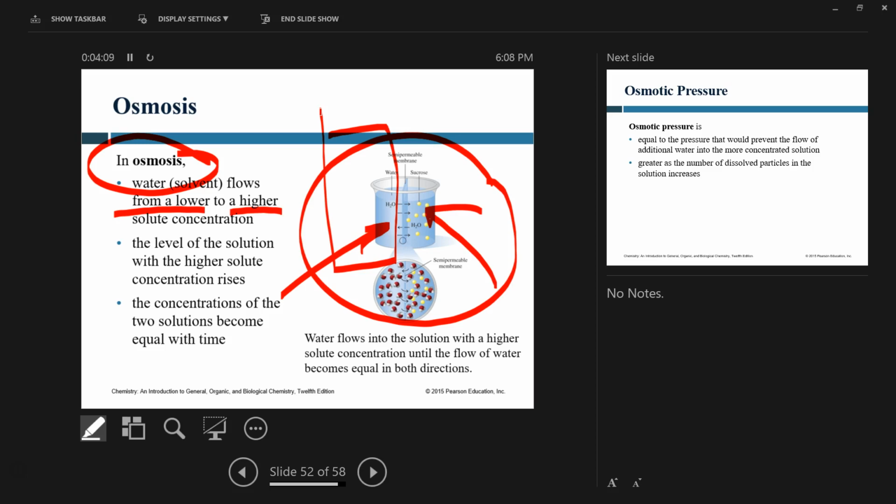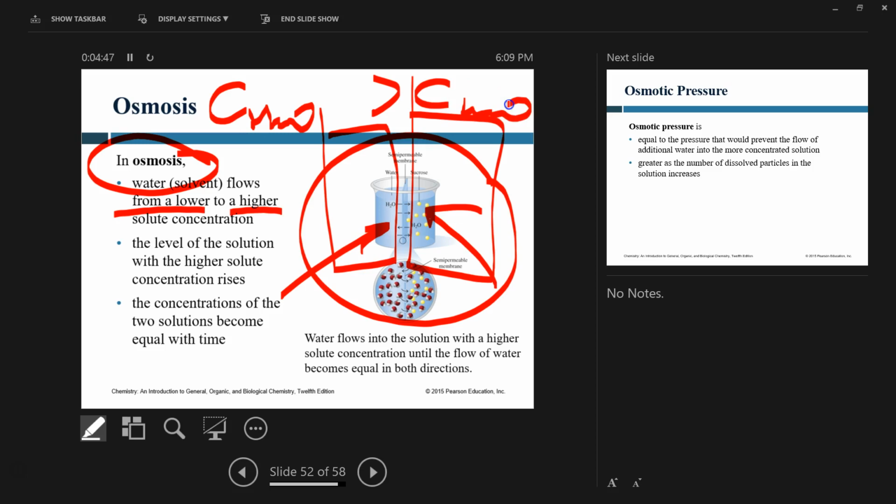Now, the concentration of water on the right side of the beaker, it's not 100%. It's less than 100%. Because some molecules are water molecules, and some molecules of solute. So water does not comprise 100% of all molecules. Does that make sense? Meaning that water concentration isn't 100. It's less than that. Which means that the water concentration on the left is higher than the water concentration on the right.